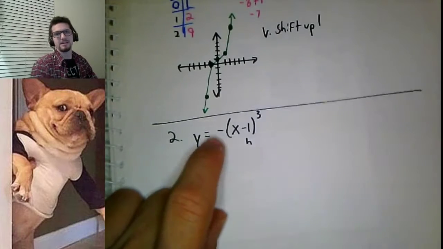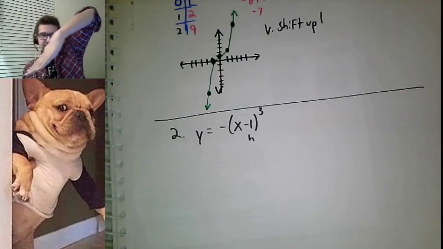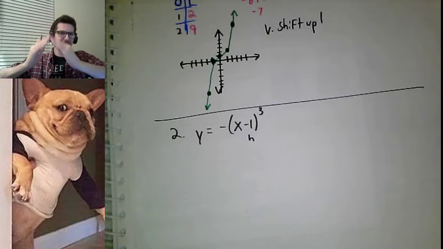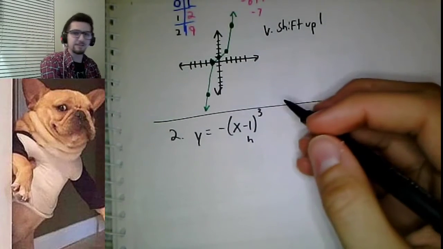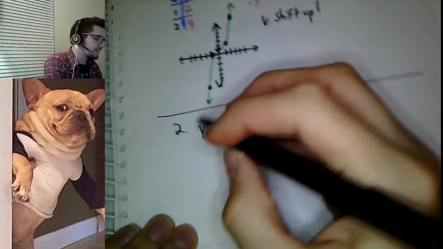Remember what we said? If the line is going like this and it's negative, it's going to flip like that. If we have a parabola, it's going to flip like that. It's going to change the shape. So if it doesn't change, we know something's wrong. Let's do our t-table.